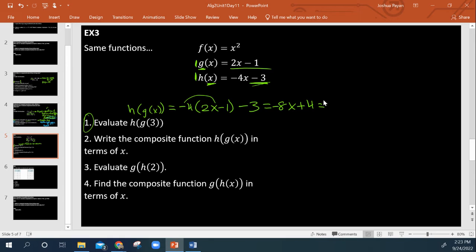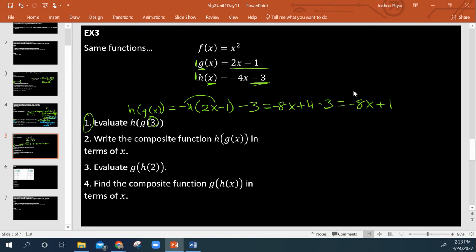Okay, so, and I can't forget the minus 3. Okay, so then combine like terms: negative 8x plus 1. And that's as far as we can simplify it, right?